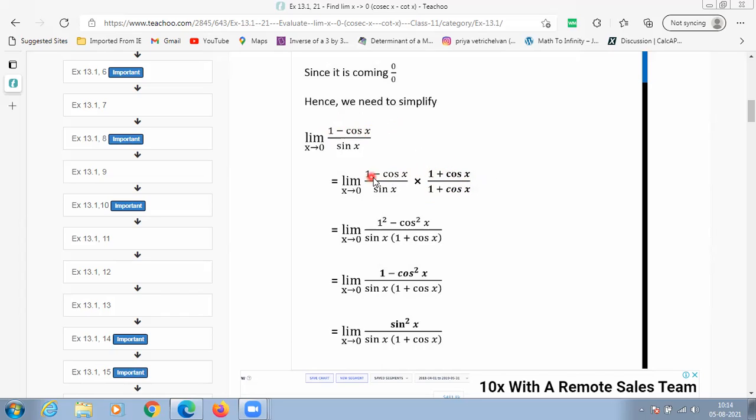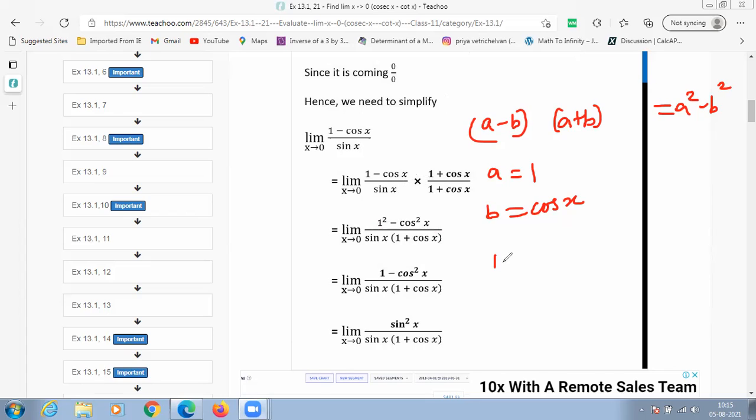If I multiply 1 minus cos x and 1 plus cos x, it is in the form of a minus b times a plus b, which can be written as a square minus b square. Here the value of a is 1 and the value of b is cos x. So this can be written as 1 square minus cos square x. Understood? Ma'am, it's because of that identity. Yeah, it is because of the identity.